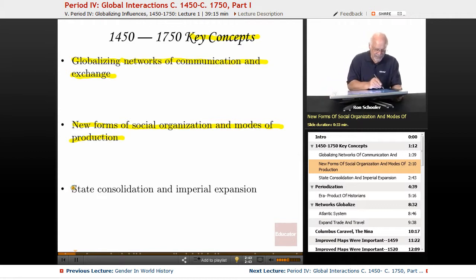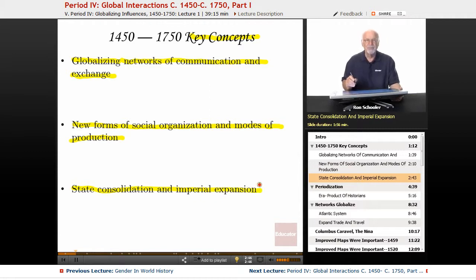And lastly, we have state consolidation and imperial expansion. The actual thing we call a nation, we'll call nation state, is really kind of birthed during this period, and it evolves into the kinds of things that we have today when we talk about nations.